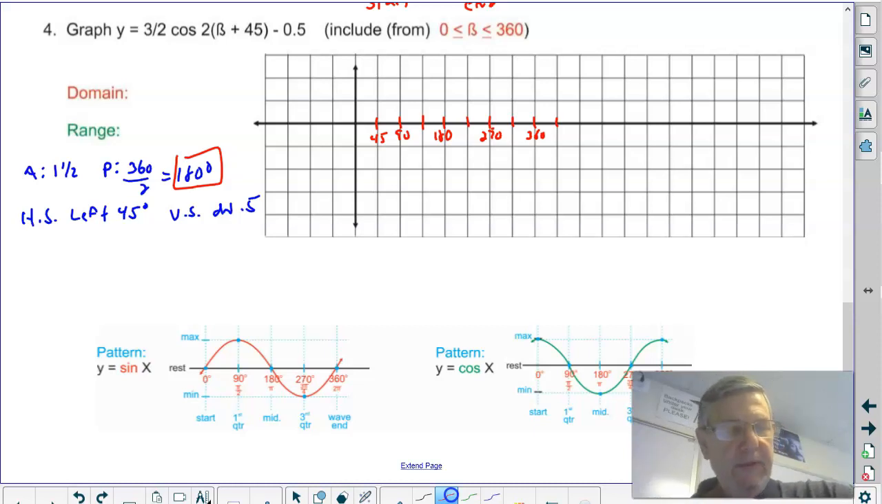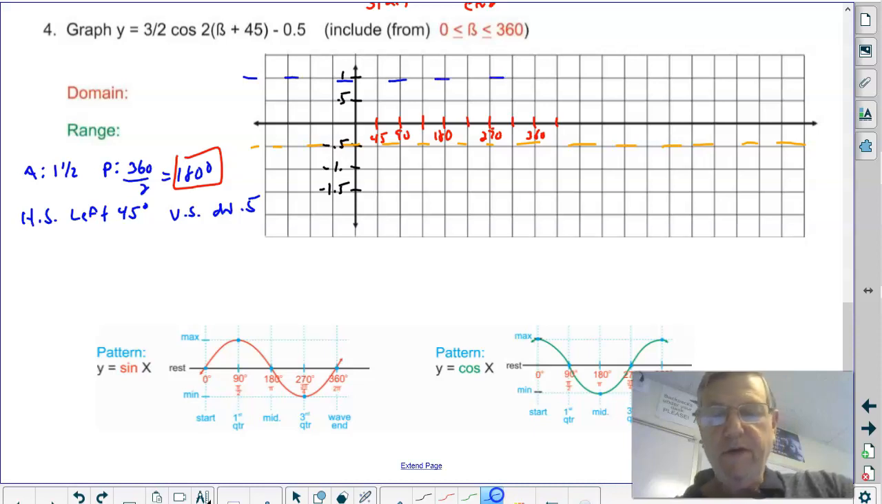I've got to look at my up and down scale. Let's make each block 0.5. So this will be 0.5 and this will be 1. This will be negative 0.5, negative 1, negative 1.5. Okay, let's go ahead and put my rest in. My rest is at negative 0.5. So there's my rest. Now let's do our amplitude. Up 1.5 from that rest: 1, 2, 3 right there is 1.5 above the rest. And 1, 2, 3 is 1.5 below the rest.